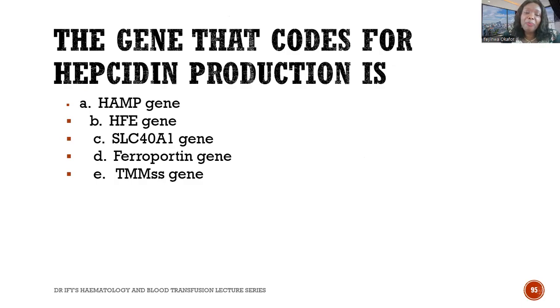The gene that codes for hepcidin production is: A, HAMP gene, B, HFE gene, C, SLC40A1 gene, D, ferroportin gene, E, TMPRSS gene. Answer: A, HAMP gene, that is hepcidin antimicrobial peptide gene, is the gene that codes for the production of hepcidin.